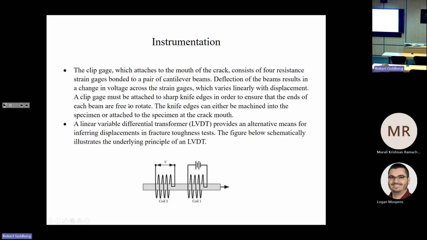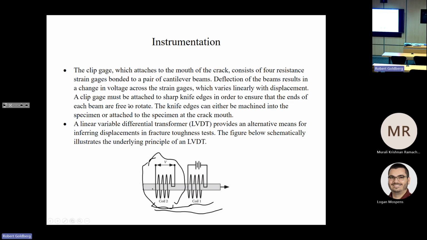And there's also a linear variable differential transformer, LVDT, which provides an alternate means of inferring displacements in the fracture toughness test. So this figure here, this little cartoon, shows the underlying principle of the LVDT, where you get a steel rod placed inside a hollow cylinder that contains two tightly wound coils of wire. And when the current passes through this first coil, it becomes magnetized and induces a voltage in this second coil.